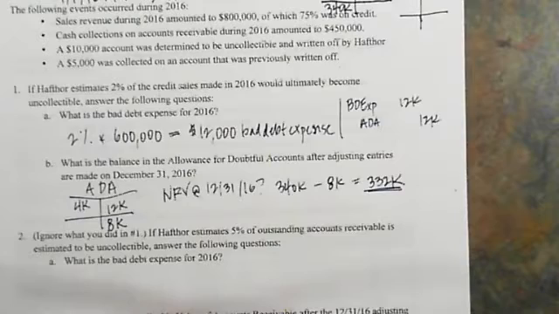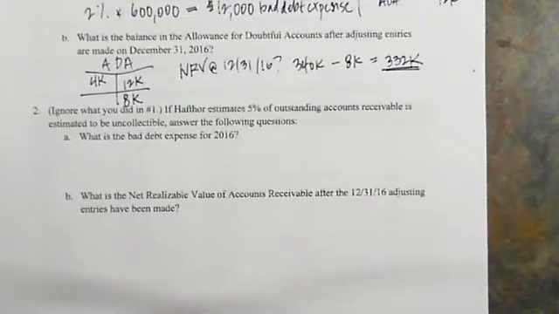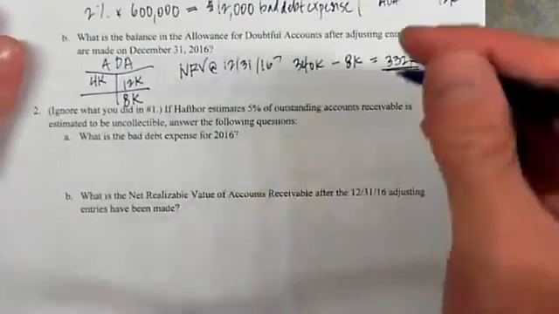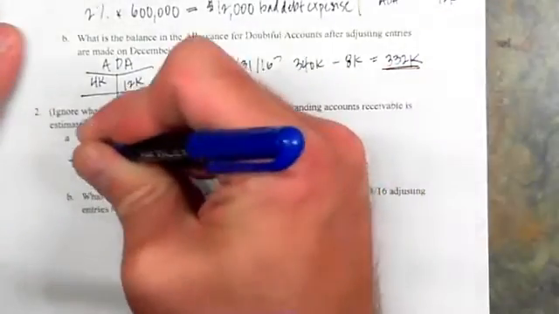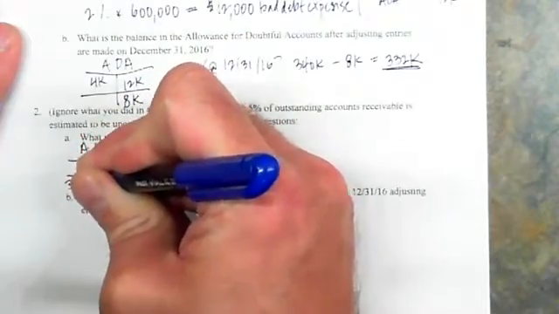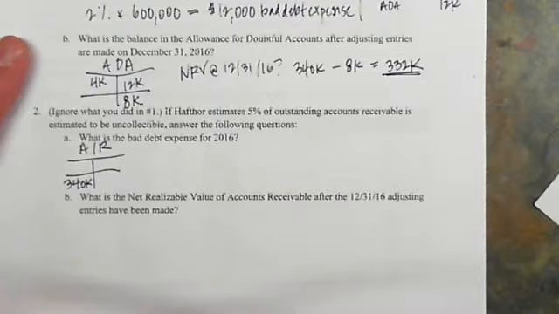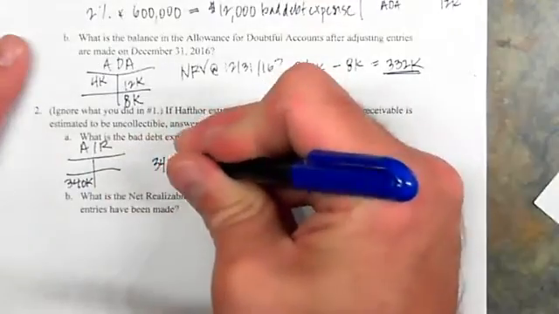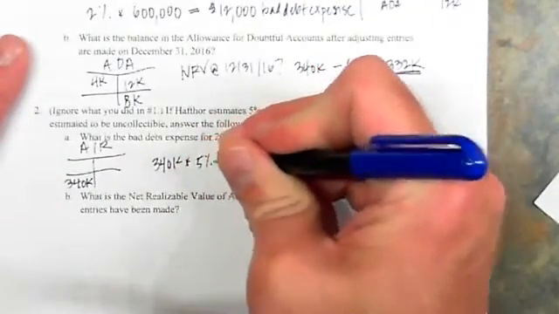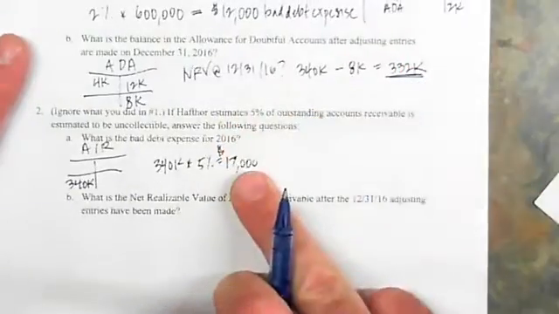Ignore what you did in one. Let's say we use 5% of outstanding accounts receivable to be estimated as uncollectible. What is bad debt expense for 2016? Well, remember, our ending accounts receivable was 340,000. So we're going to take 5% of that, which should be 17,000, but let me make sure. Yeah. Is that my bad debt expense?